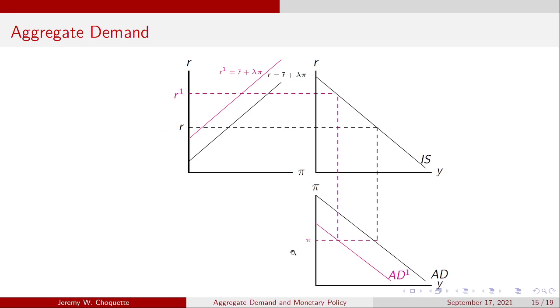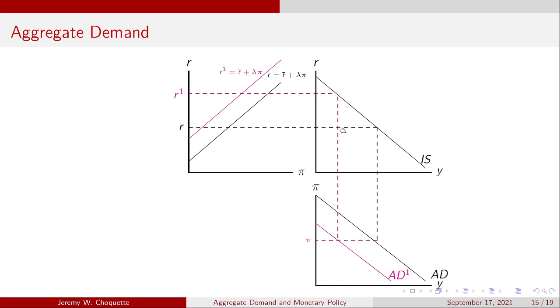So if that real interest rate goes up, everything you see in black here is the original set, and everything you see in pink is the new set. What happens is this monetary policy curve is going to shift up. We have a new real interest rate. We draw that over to the IS curve. Now this point here has a higher real interest rate and a lower level of output. So we draw this down over to the aggregate demand.